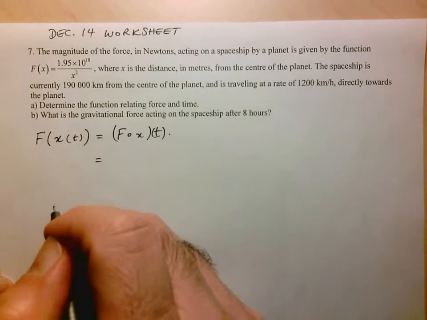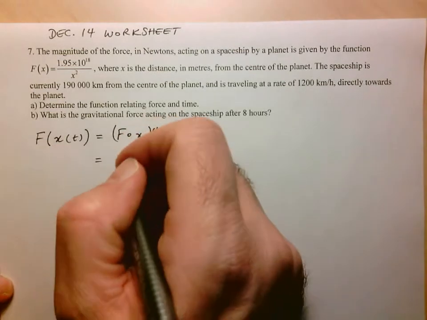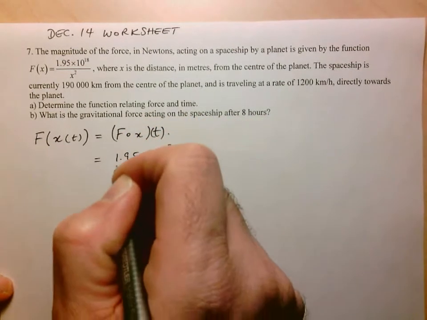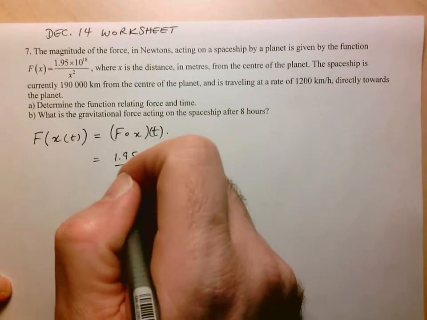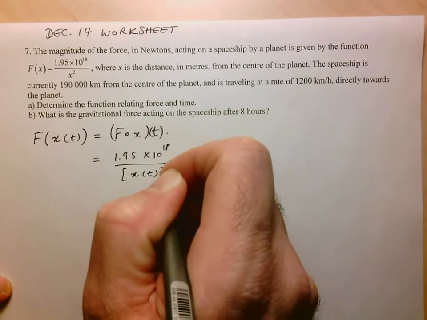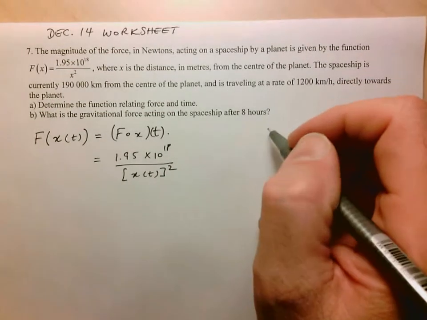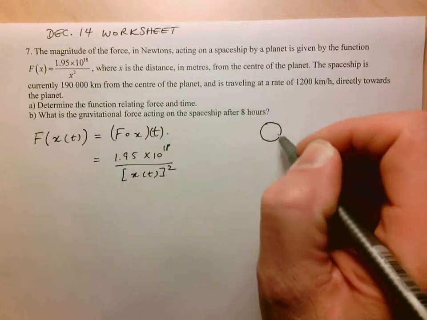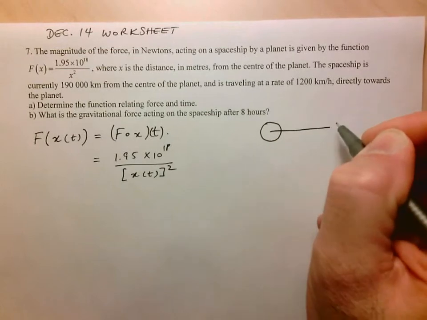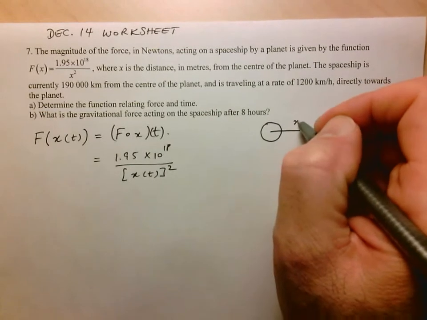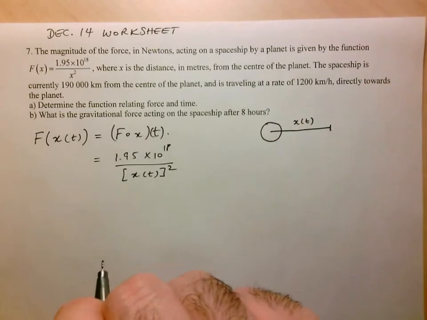We already have a formula for f in terms of x, so we've got our 1.95 times 10 to the 18 over x squared, but here we want to determine x in terms of t. So let's see what we've got. We've got a planet, and we're measuring the distance of the spaceship from the center of the planet, and that's x, and we want to find that with respect to t.